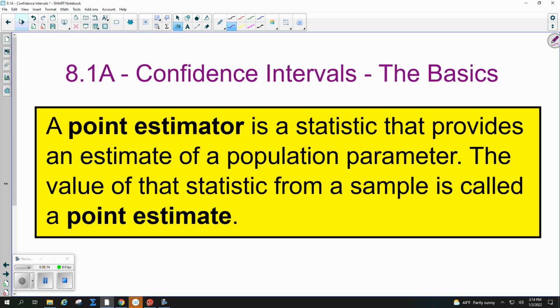All right, so what's a confidence interval? A point estimator is a statistic that provides an estimate of a population parameter. All right, so that point estimate is right in the middle of the confidence interval that we're going to find. So the value of that statistic from a sample is called a point estimate. So that 247.3, or whatever we just got, is our point estimate. It is going to serve as the center of our confidence interval.